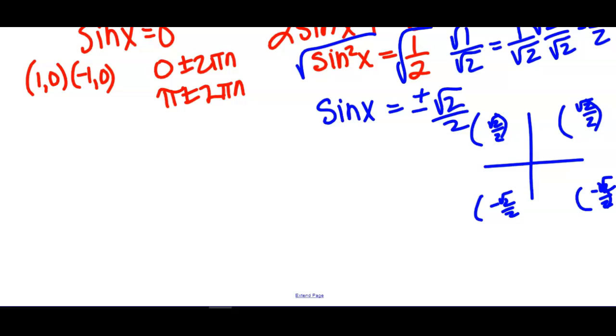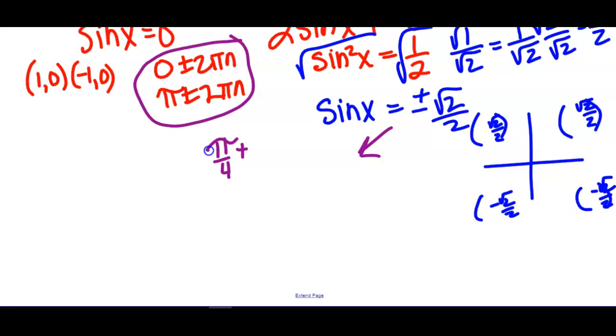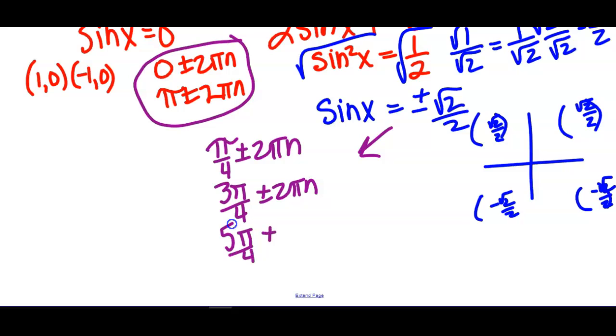All right. So we had for this question these two solutions, and now this happens at pi over 4, 3 pi over 4, 5 pi over 4, and 7 pi over 4.